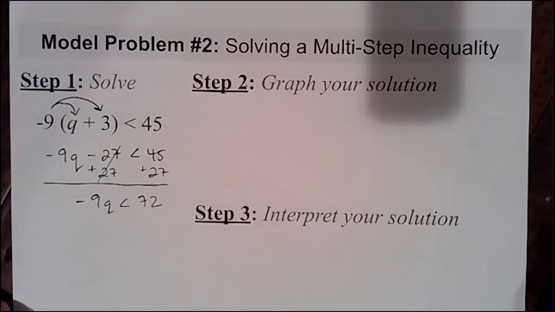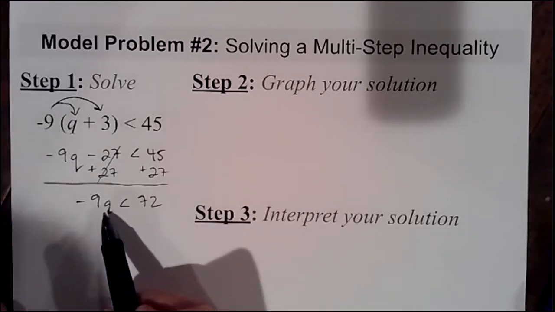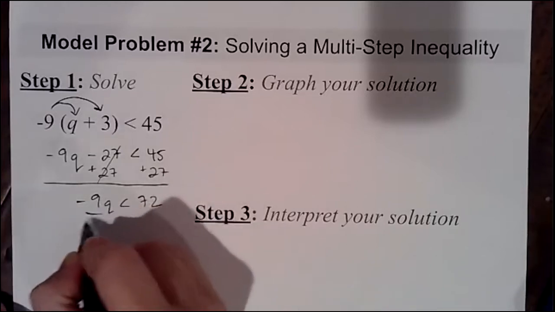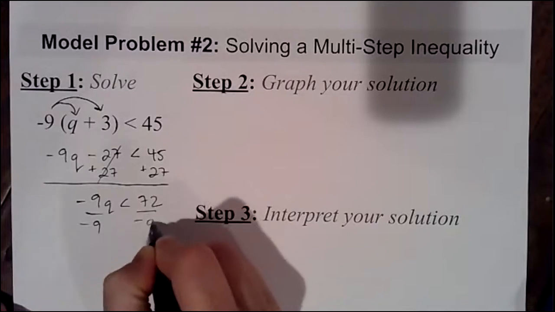Now, something funny happens, okay? This negative 9 is multiplying with q, okay? So I have to divide it to get q alone. But there's a very important rule that we should all remember.